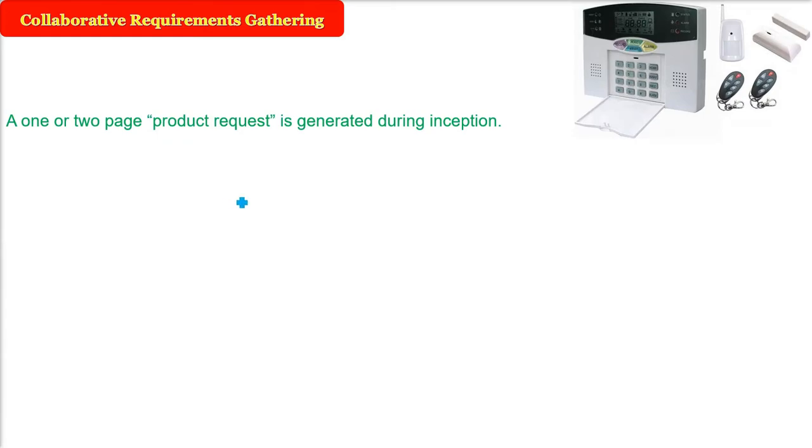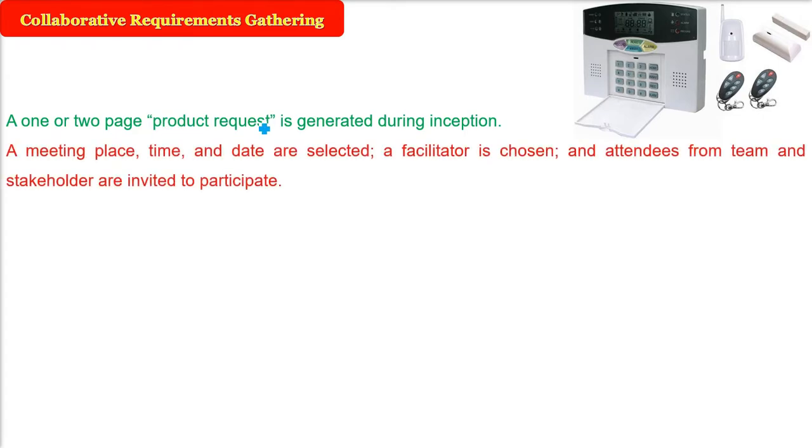So for this collaborative requirements meeting, in order to follow these guidelines, a one or two page product request is generated. This is done before the meeting. I'll show you what exactly we have to write here, and give you a glimpse of that with an example.